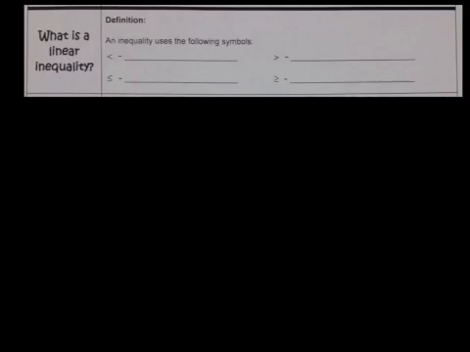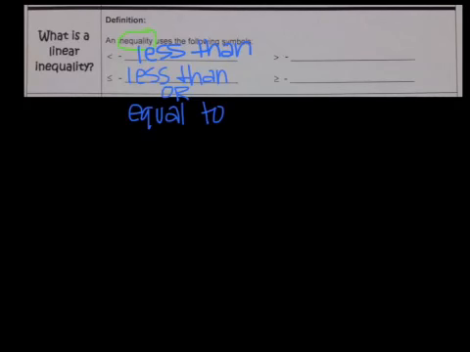This one is just a reminder. These are not anything new, but instead of equal signs, it is replaced with inequality symbols. And so we just wanted to remind you what those are. The first one is less than. And then when you put the line underneath it, it has another part, so it is less than or equal to. So that can have two different parts. It can either be less than or equal to.